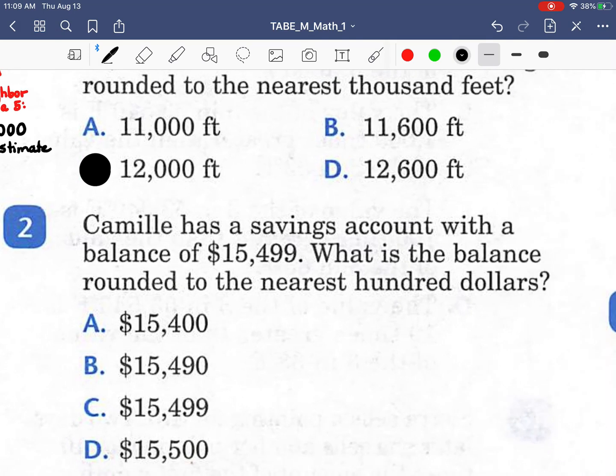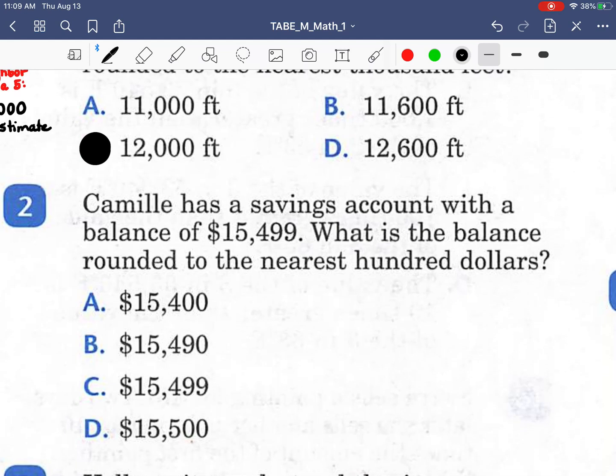Camille has a savings account with a balance of $15,499. What is the balance rounded to the nearest $100? So let's take the number that we have and underline the hundreds place. Then identify your neighbor. The neighbor is a 9.